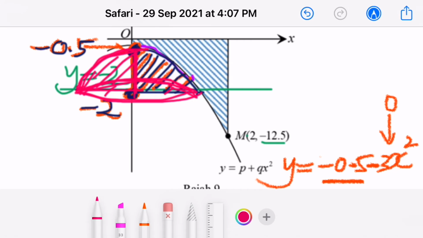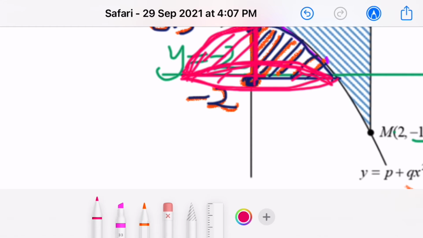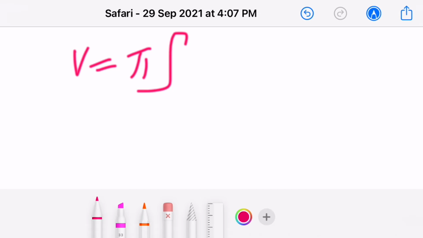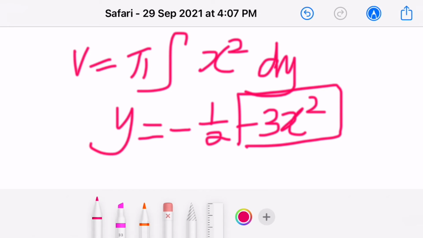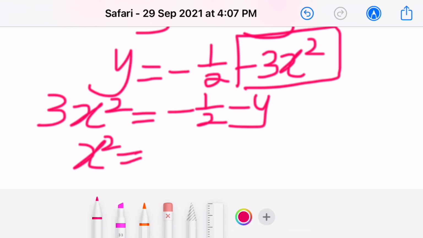Okay, now to find the volume we have to use a formula, right? Let me show you. Volume is pi integral. Since bounded by the y-axis, here will be dy, and here will be x squared, right? Now, our curve is y equal to negative half minus 3x squared. So we will have to make x squared the subject. So I will shift the 3x squared here, minus half minus y. Hence, my x squared is negative 1 over 2 minus y over 3.